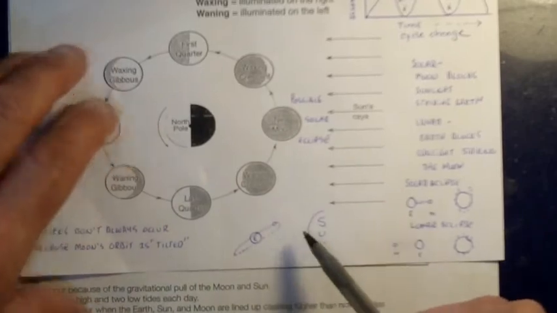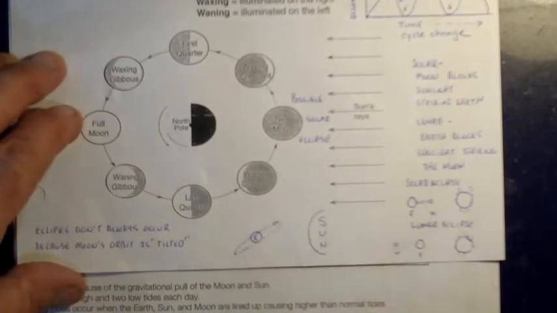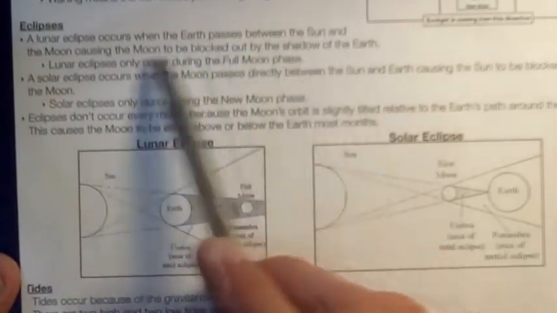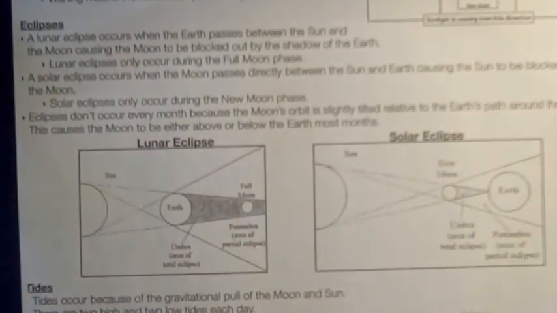Now, eclipses don't always occur because the moon's orbit is tilted, and so we only get eclipses a couple times a year. A lunar eclipse occurs when the Earth passes between the Sun and the Moon, causing the Moon to become blocked out by the shadow of the Earth. Lunar eclipses occur only during the full moon phase.